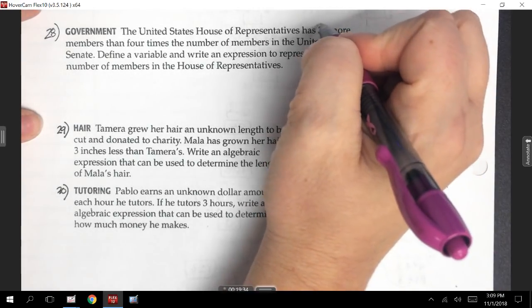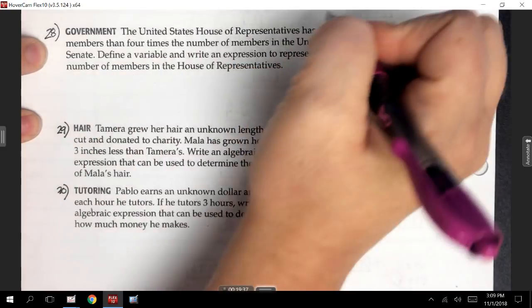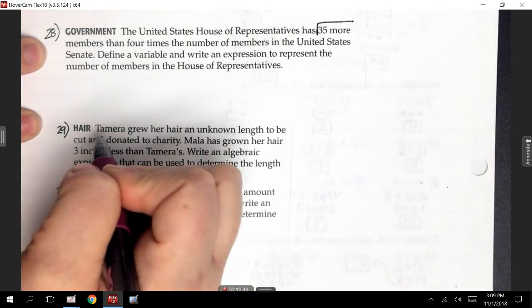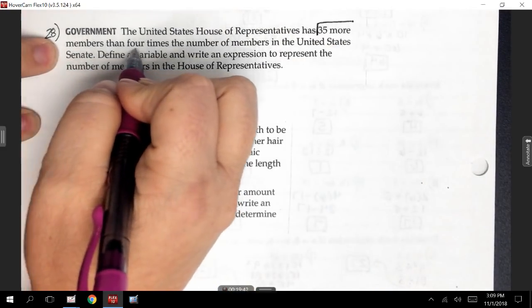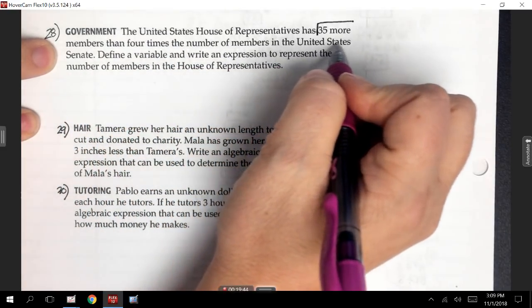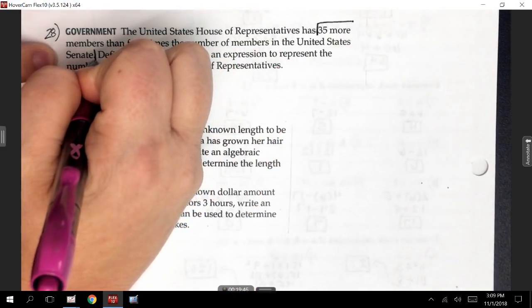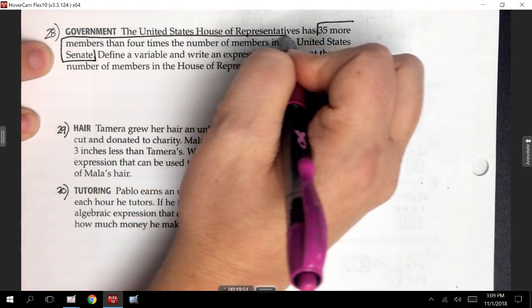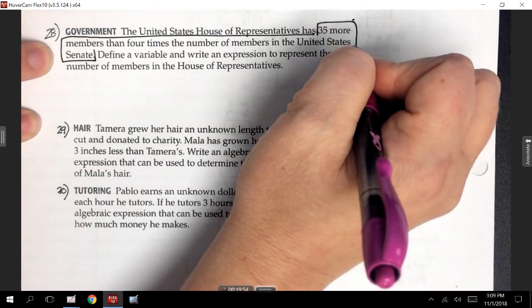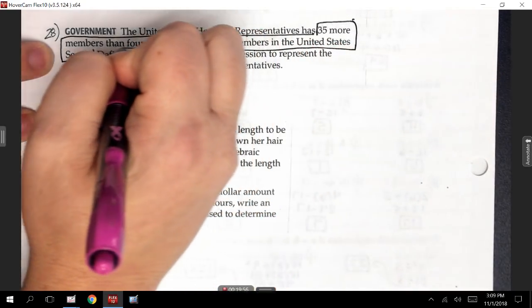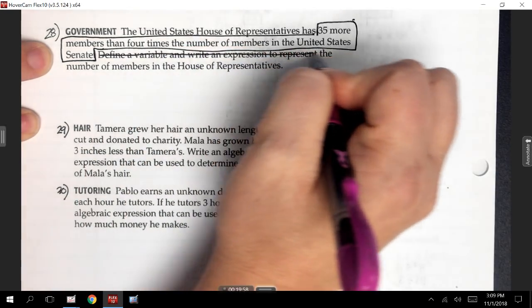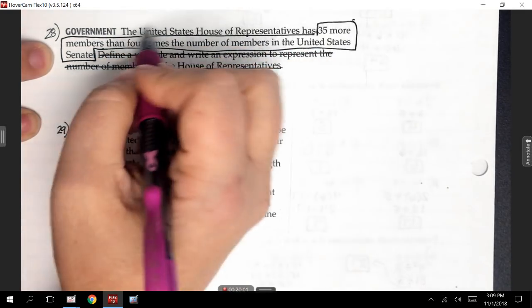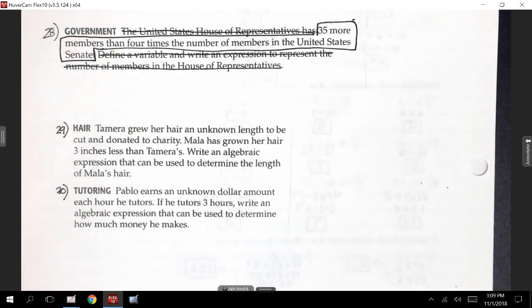So if I look here, 35 more members than, that 35, that's where my math is starting. 35 more members than 4 times the number of members in the United States Senate. So guys, these members from the Senate, that's where my math is ending. So I was able to eliminate a large chunk of these words. So that means, guys, all of this stuff, I don't need that to write my problem. I don't need that for my variable. All of that was extra stuff. Look at all of that we eliminated. Now I can focus on the important part.